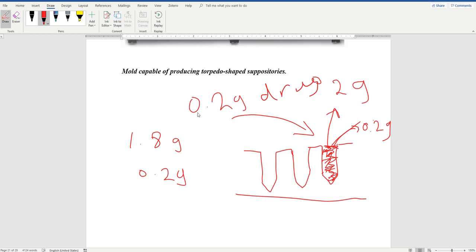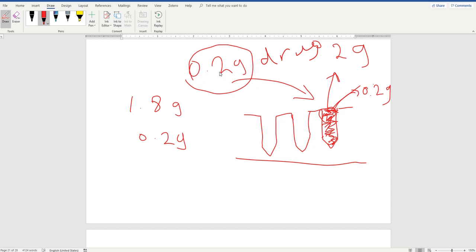The reason is, most probably the drug density is different from the base density. The density of both materials most probably is not the same, so they have different densities. What does different density mean? When you put 0.2 gram here, it will actually remove a volume, not a weight, a volume equivalent to this 0.2 gram. This volume that is removed from the base will not be equal to the volume of the 0.2 gram of the drug, unless they have the same density.